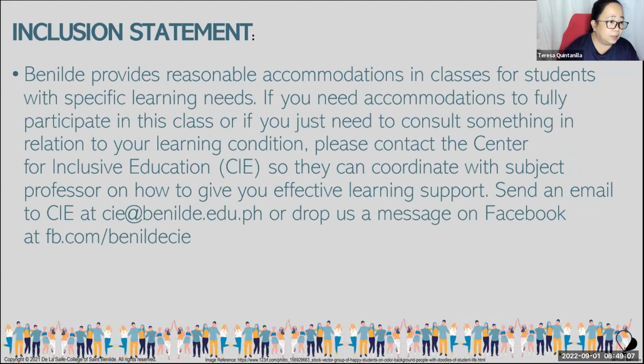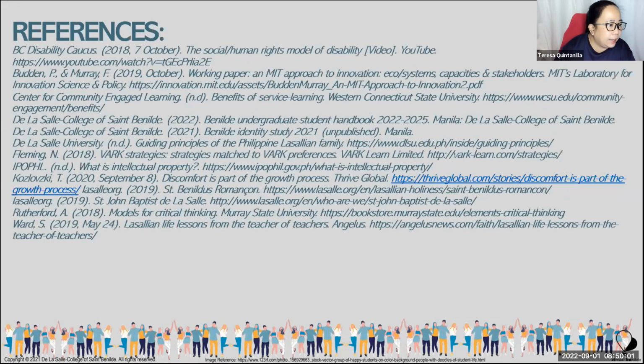Then inclusion statement. These are for the accommodation in classes of students with specific learning needs. So this also you have to inform. I think these are being addressed by the counseling. If there are learning conditions or something that you need to inform us, I think you have to inform the counseling. What department is that? Forget it, just email me. We will not broadcast this one. This will be our secret. And then references.